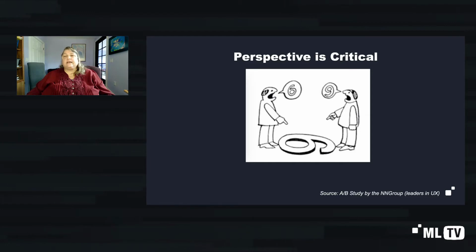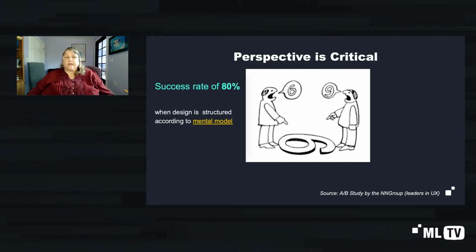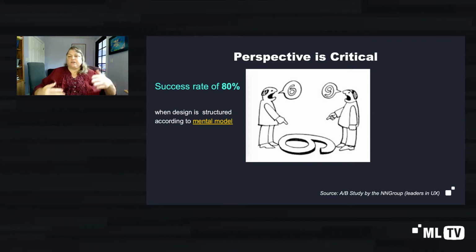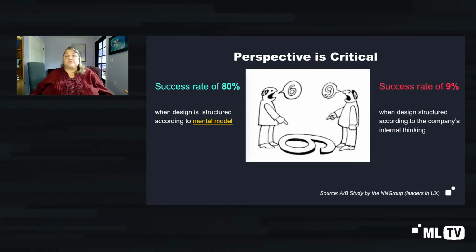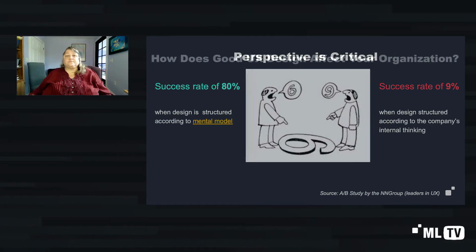Perspective is really important in good design. If you design from the perspective of a user's mental model, how they think, you're going to be more successful. And if you come up with some model that is not the way they think, that's the way the technology drives or someone thinks they should be thinking, your success rate is much lower. And this has been studied and found over and over again, actually.